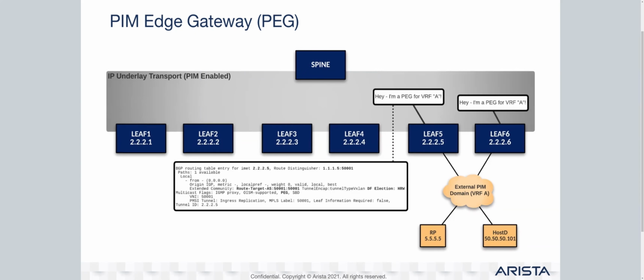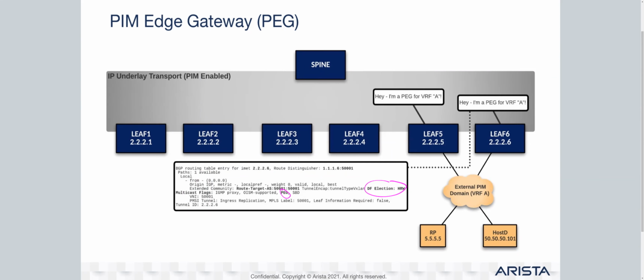So we've put that configuration in. Now Leaf 5 and Leaf 6 are both like, hey, I'm a PEG for VRFA. They communicate that via the type 3 route. And in that type 3 route, we now see there are some additional capabilities: the multicast flags PEG, and we also have DF election highest random weight. That's the algorithm that'll be used to elect the DR. Leaf 6 sends the exact same thing, of course, with his own IP address. But he still says DF election highest random weight, and PEG capable.